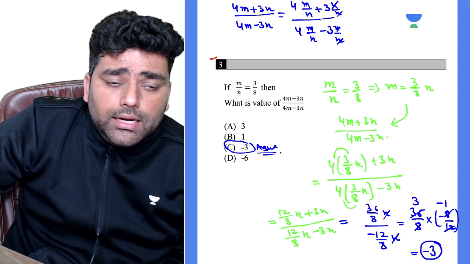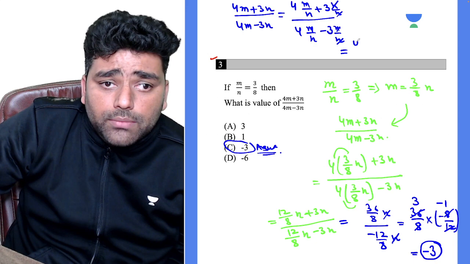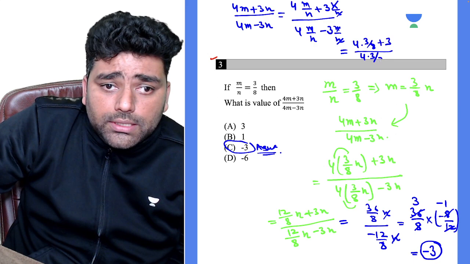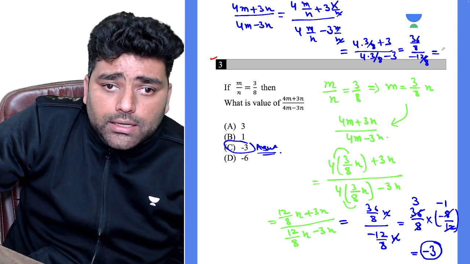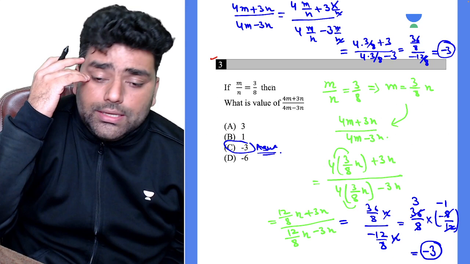And what do we know about m by n? m by n is 3 by 8. So you can just substitute now the m by n. So 3 by 8 times 4 plus 3, divided by 4 multiplied by 3 by 8 minus 3. Now if you solve this, just like the same thing we got here, 36 by 8 divided by negative 12 by 8. And that is negative 3. So there are two ways to solve this question. You can use either one.